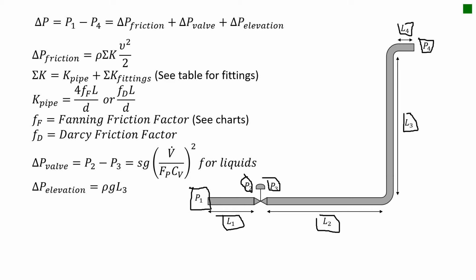And as we learned before, the pressure drop across the valve, which in this case is P2 minus P3, will be given by the specific gravity of the fluid times the square of the volumetric flow rate divided by the piping geometry factor F_P and the valve coefficient C_V, and that's for liquids. And of course, the pressure difference due to an elevation change is just equal to the density of the fluid times the acceleration of gravity g times the elevation change L3.